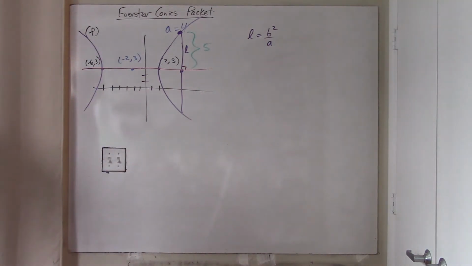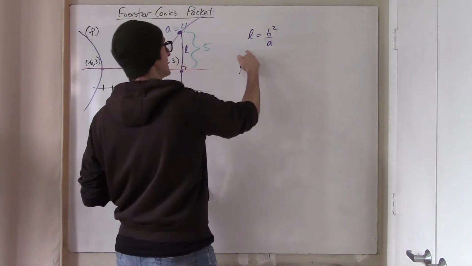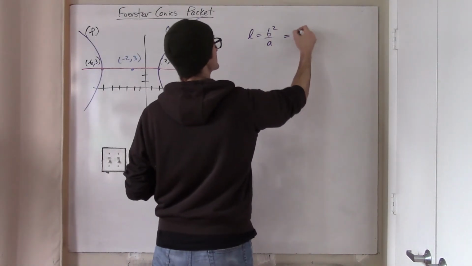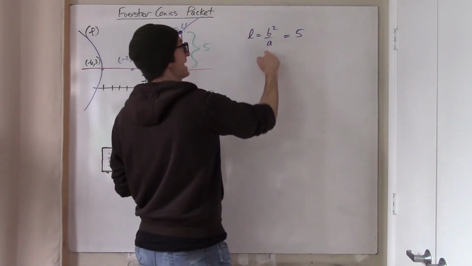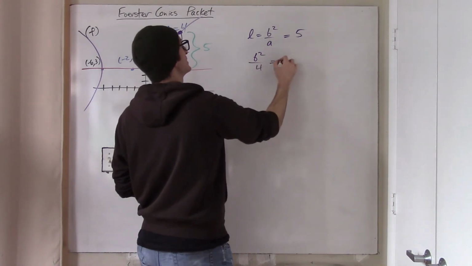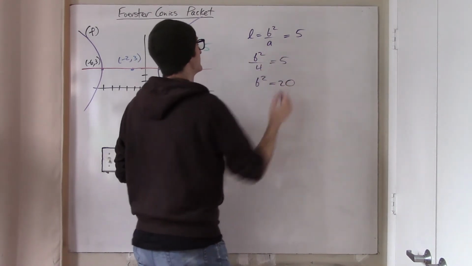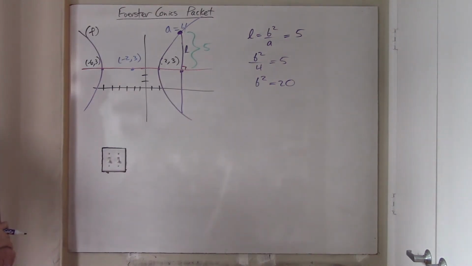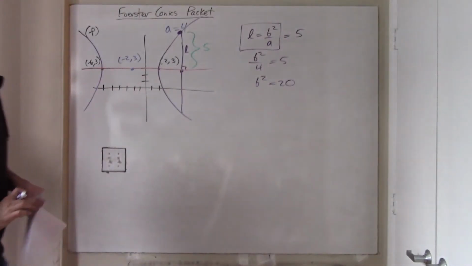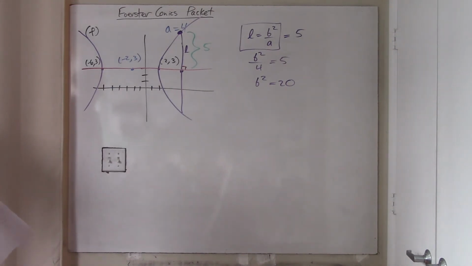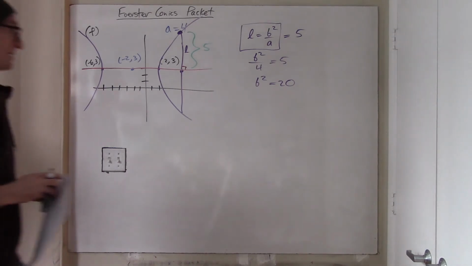And so the definitely simplest way to do this problem is to say that L is b squared over a. But L is also 5, and a is just 4, so since a is 4, b squared over 4 is 5, and b squared is 20. I'm taking the length of the latus rectum and exploiting that formula to find out what b is, since I already know what a is. And once I have a and b, am I just done? I feel like I'm just done.